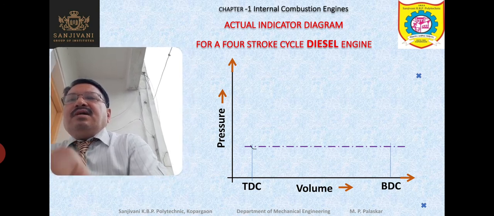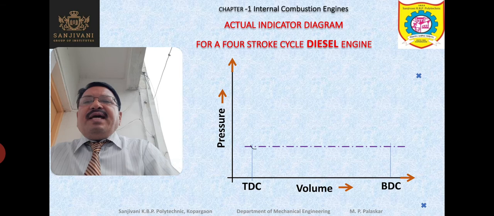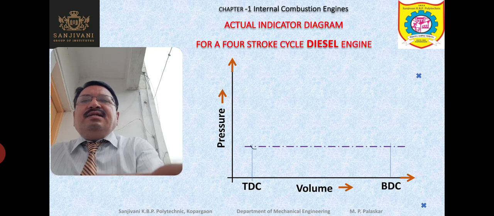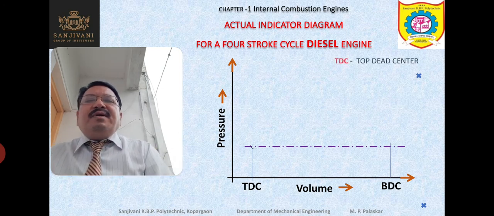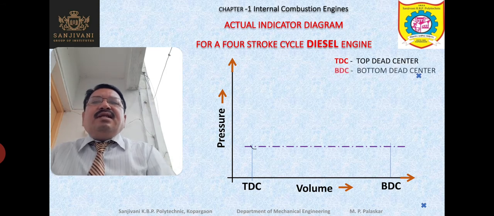So this is the PV diagram. Pressure is plotted on the y-axis, volume is plotted on the x-axis. And here you can see this TDC. TDC means top dead center and BDC means bottom dead center. These are the two extreme positions of the piston.